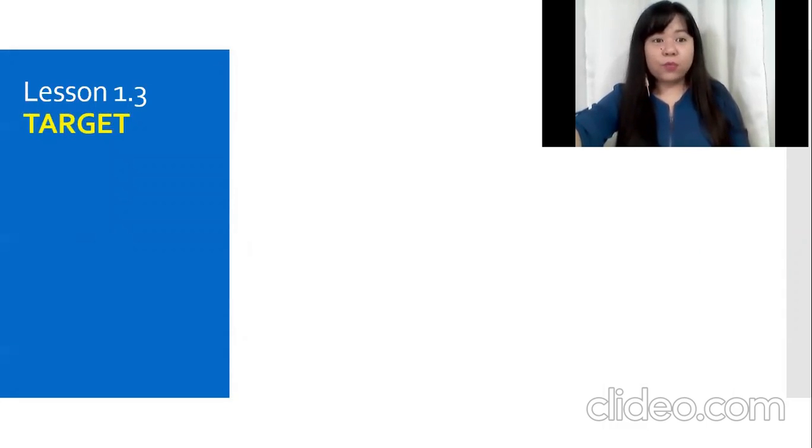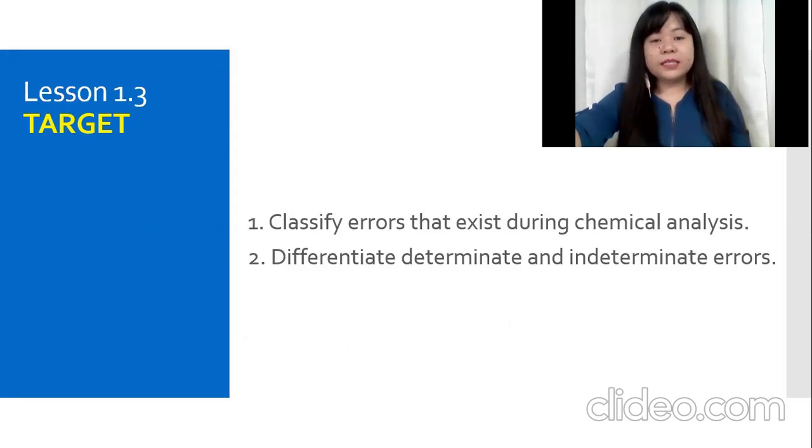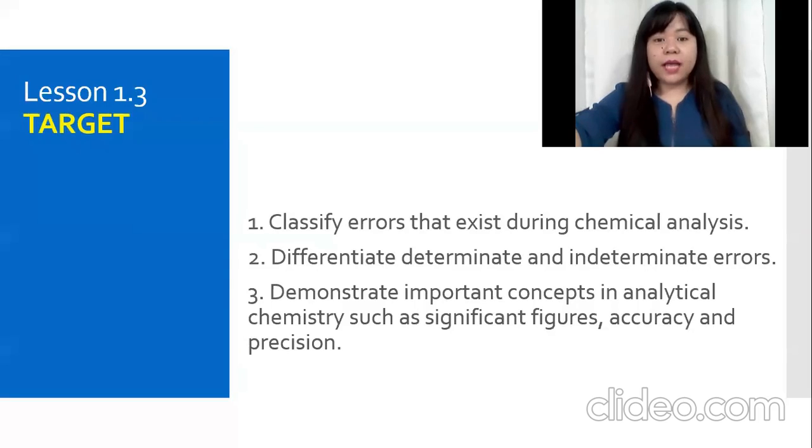We'll start the lesson with the following targets. First, to classify errors that exist during chemical analysis. Second, to differentiate determinate and indeterminate errors. And third, to demonstrate important concepts in analytical chemistry such as significant figures, accuracy, and precision.